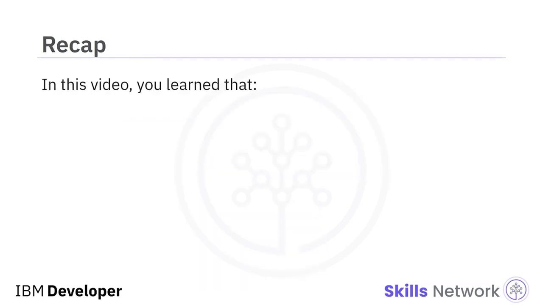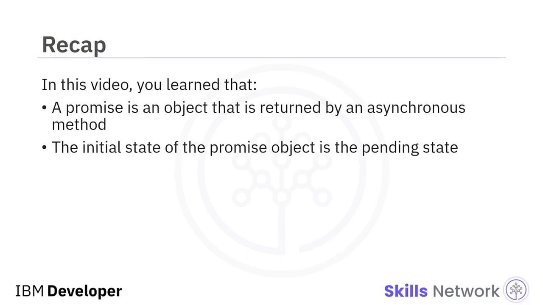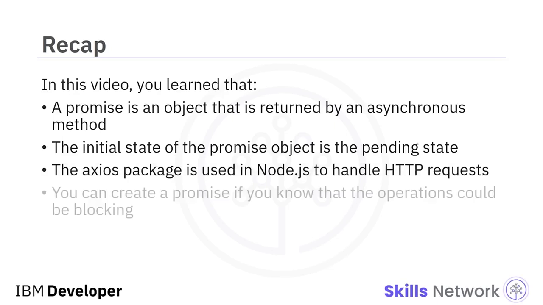In this video, you learned that a promise is an object that is returned by an asynchronous method. The initial state of the promise object is the pending state. The Axios package is used in Node.js to handle HTTP requests. And you can create a promise if you know that the operations could be blocking.